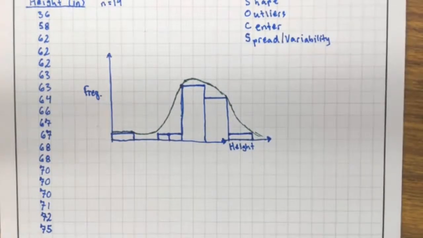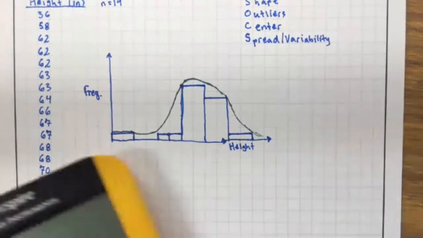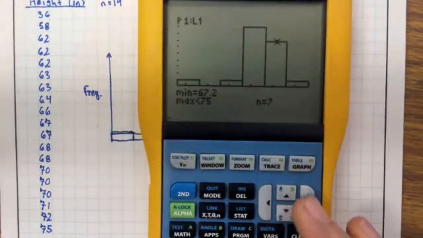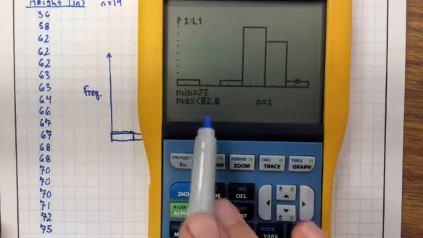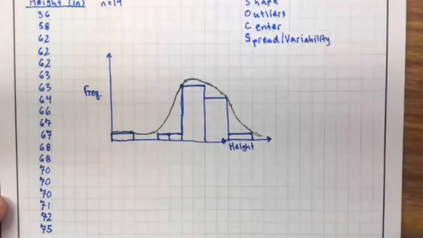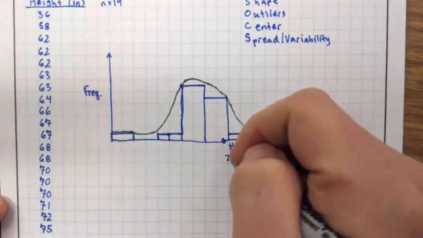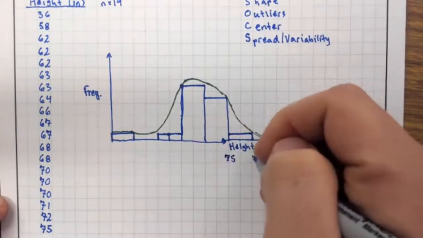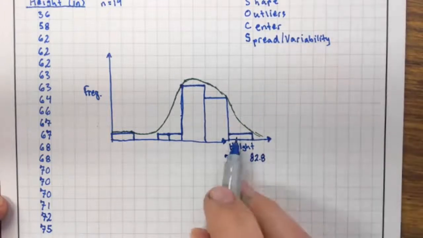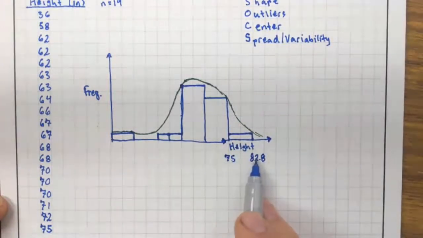So again, one more thing is create the intervals down here on your x-axis. And you can find that again on your calculator. Like this one will go from 75 to 82.8. So 1 person fell in this range.